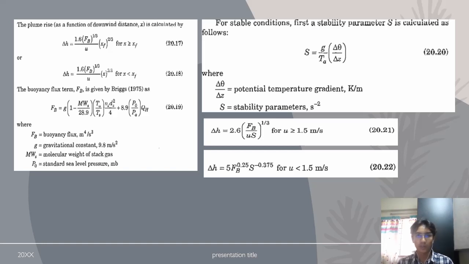Now for stable conditions, first a stability parameter S is calculated using equation 20.20, where delta theta over delta z equals the potential temperature gradient and S equals the stability parameter. Equations 20.21 and 20.22 are the calculations for delta H.